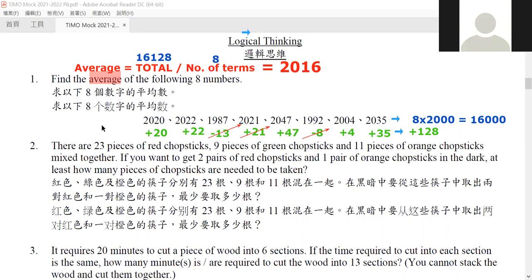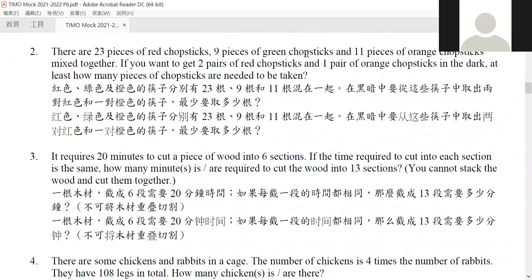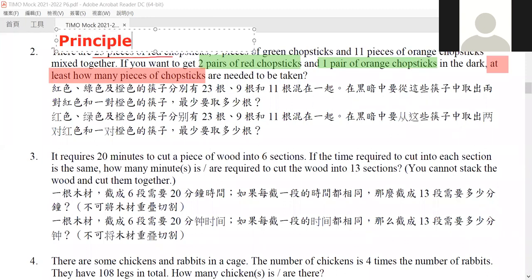Question number two. There are 23 pieces of red chopstick, 9 pieces of green, and 11 pieces of orange. Mix them together. If you want to get 2 pairs of red chopsticks and 1 pair of orange chopsticks in the dark, at least how many must you take? Now, here are the keywords. Whenever you see a question like this, it gives you a situation and then asks how many things you need to do at least. This is always asking you to use the principle of least favorable.